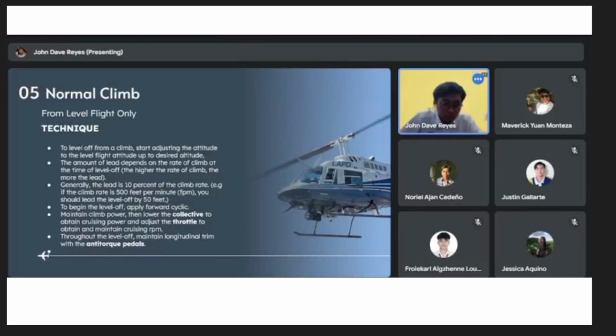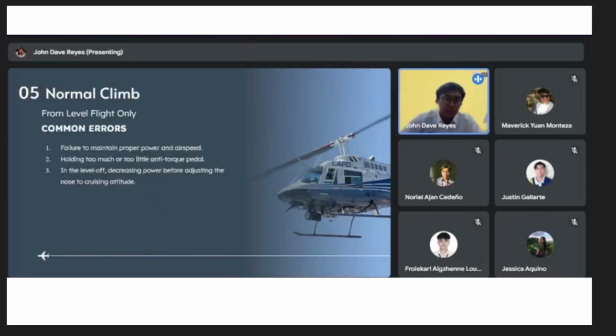Throughout the level off, maintain longitudinal trim with the anti-torque pedals. So for the common errors from the normal climb, number one is the failure to maintain proper power and airspeed, holding too much. Next one is holding too much or too little anti-torque pedal. And lastly, in the level off, decreasing power before adjusting the nose to cruising attitude.